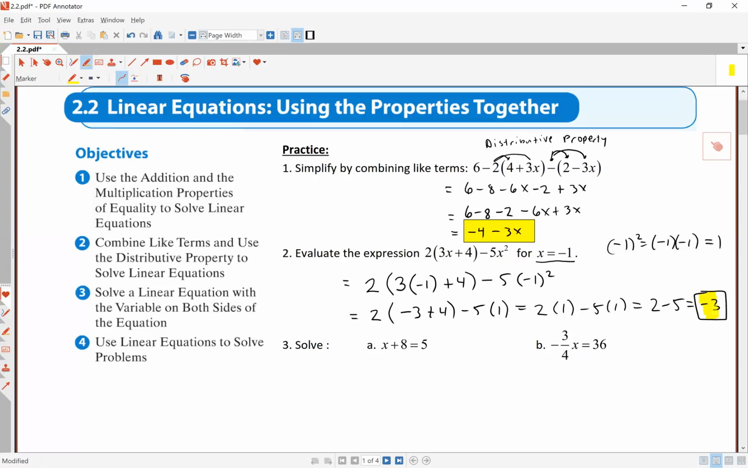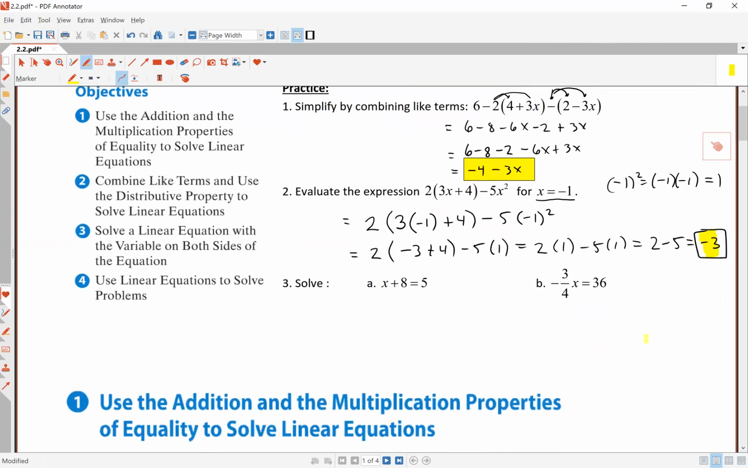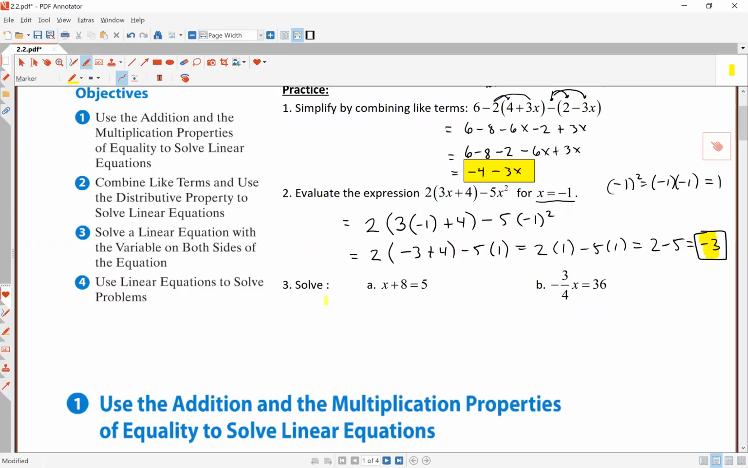Now comes something a little bit different where we solve the equations. And remember, when we have an equation that has a plus sign in it, x plus 8 equals 5, we subtract 8 from both sides to get x by itself, and 5 minus 8 is negative 3. So negative 3 is the number that you would add to 8 to get 5.